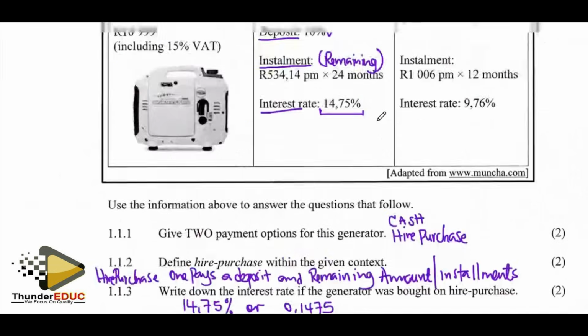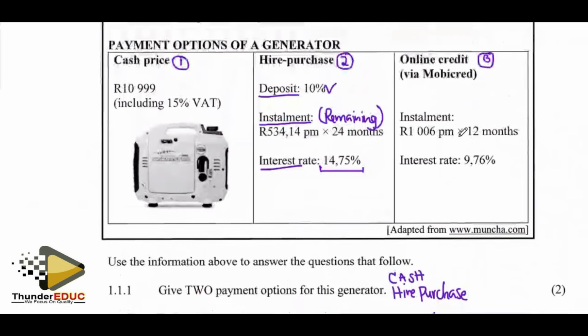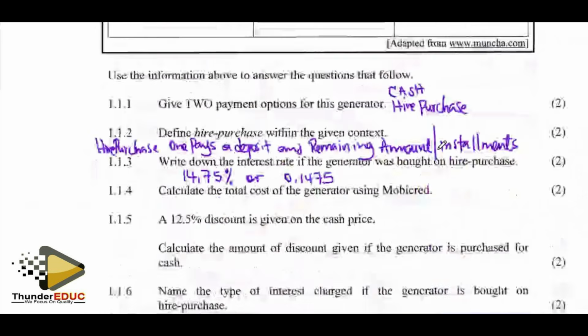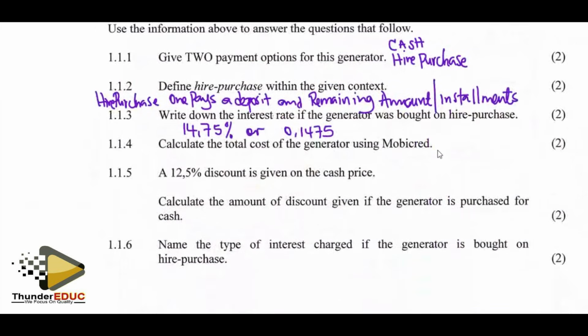Okay, the total cost that the generator will be sold for. Let's come here. Here we go, we have this much, and we say installment. It's 1,006 rands per month for 12 months. This includes interest already. So we shall say 1,006 times 12, which gives you 12,072 rands.